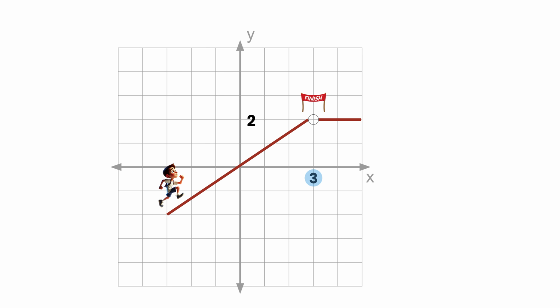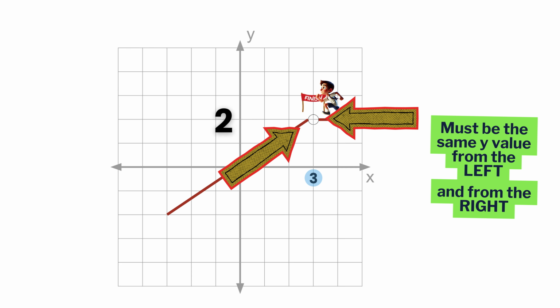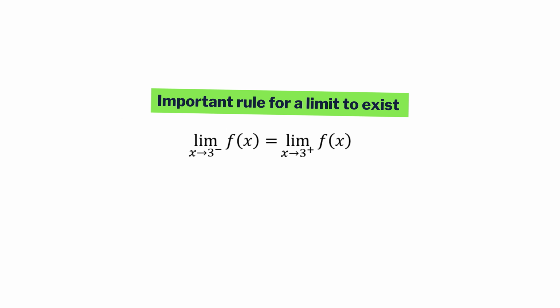Now, this is super important. For a limit to actually exist, the graph has to head towards the exact same y value from both the left and the right sides. This important rule can be written like this.